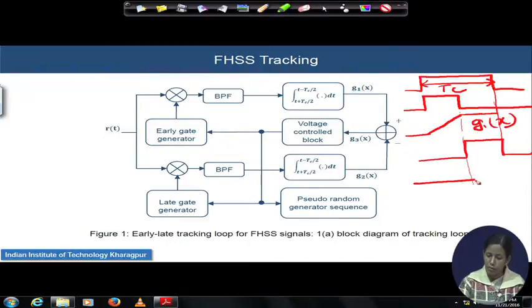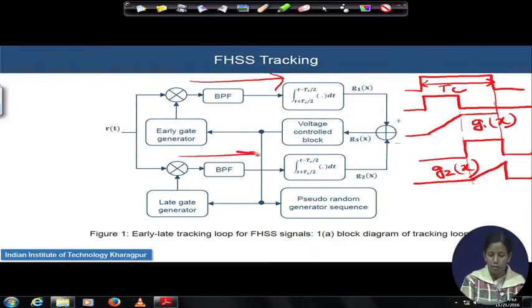G2x will be giving me an output like this, and actually both of them are coming down. So, G2x is like this, and will show me the output like this. This is the way the upper path and the lower path are working in the early and late gate tracking loop circuit. After addition, what is going on we will discuss in the next timing diagram, but this is the fundamental work that is happening in the whole circuit.